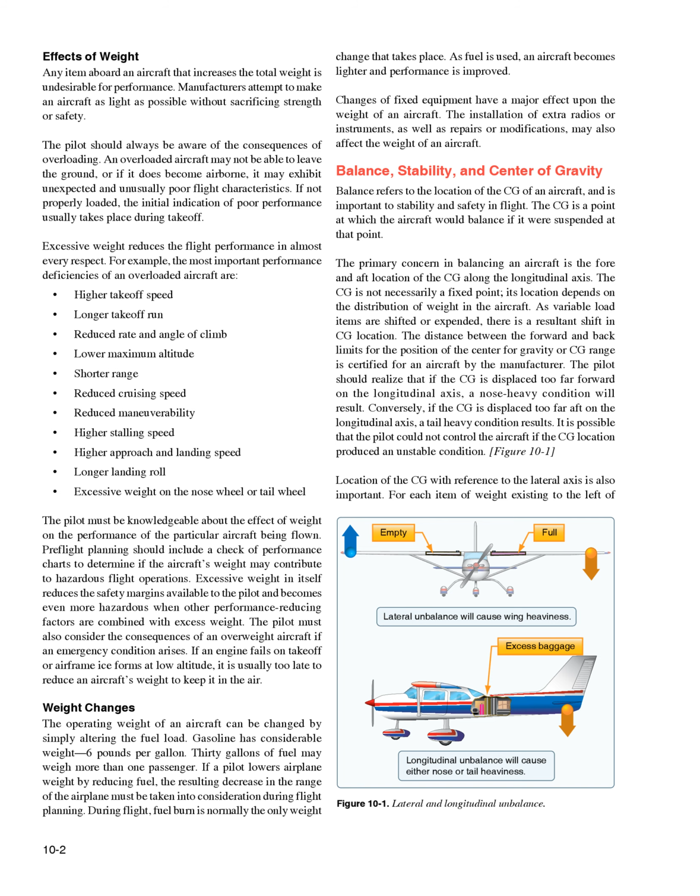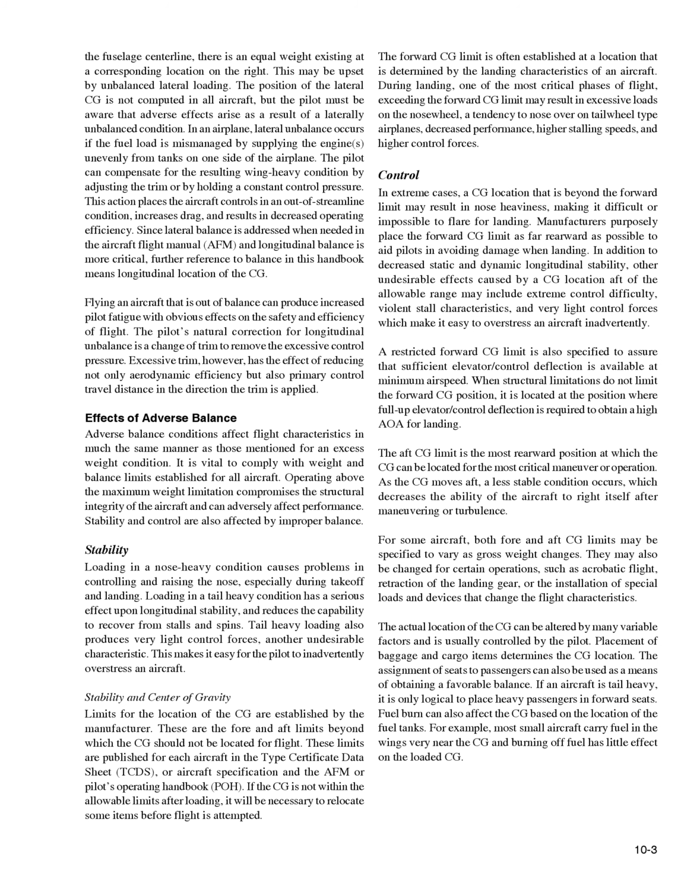Figure 10.1. Location of the CG with reference to the lateral axis is also important. For each item of weight existing to the left of the fuselage centerline, there is an equal weight existing at a corresponding location on the right. This may be upset by unbalanced lateral loading. The position of the lateral CG is not computed in all aircraft, but the pilot must be aware that adverse effects arise as a result of a laterally unbalanced condition.